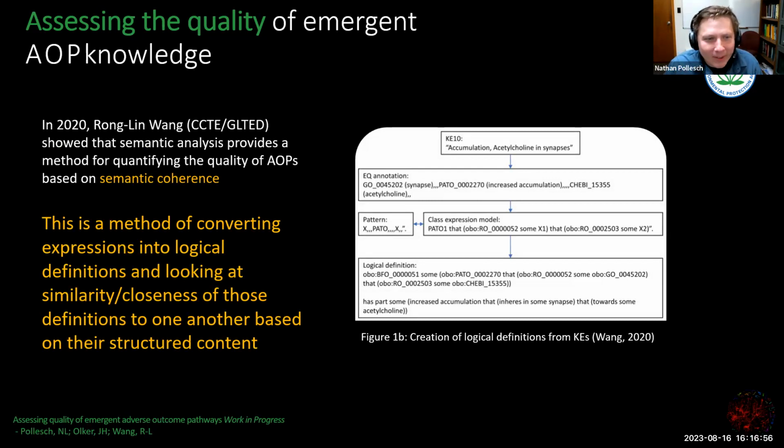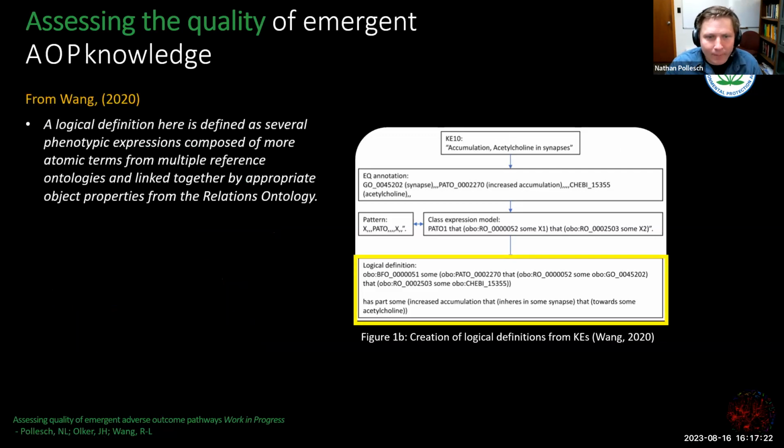Anyway, essentially what it comes down to is all the key events were converted to logical definitions using as much information as was available on the AOP wiki. So it wasn't just, from what I understand, utilizing the terms in the key event descriptions. I believe Ronling went in and used any information that was available for the different key events, using fields like domain of applicability and things like that.